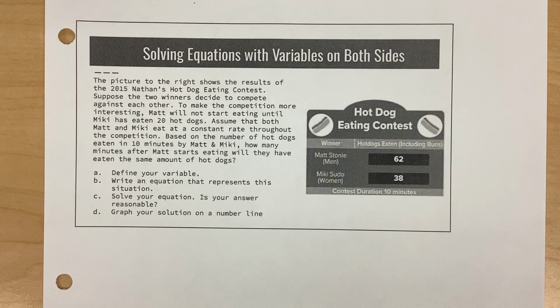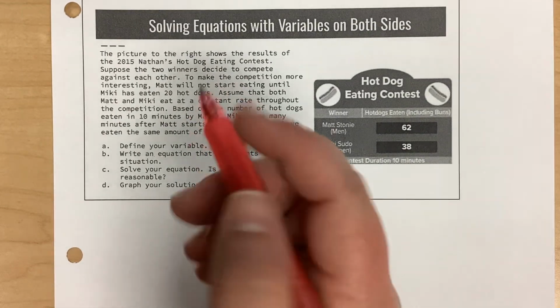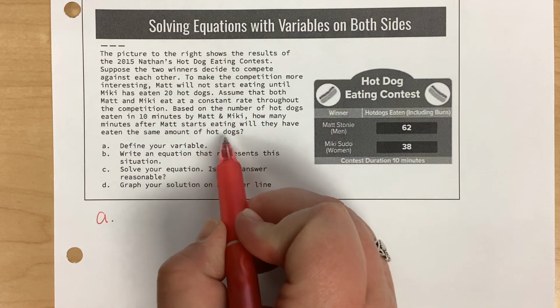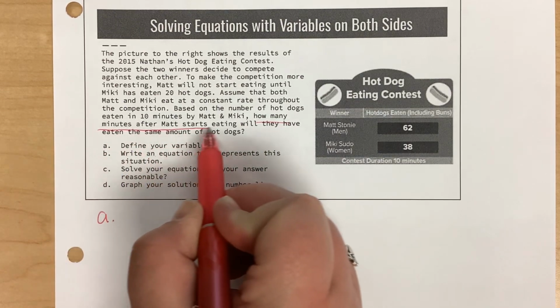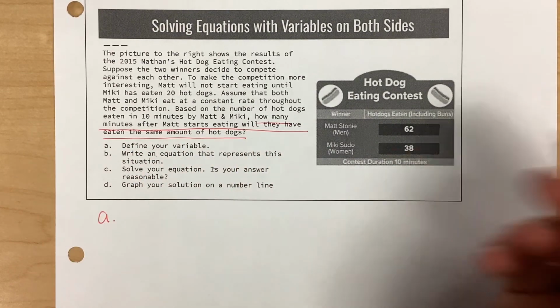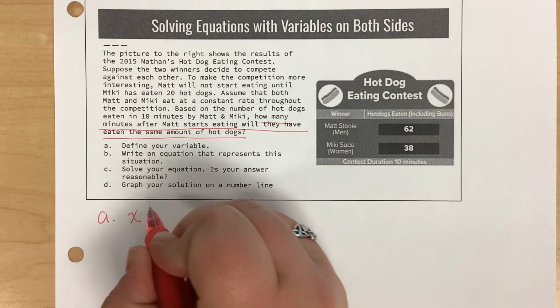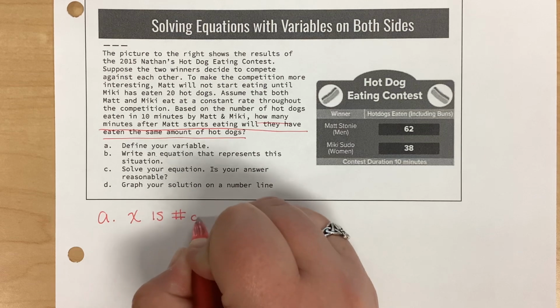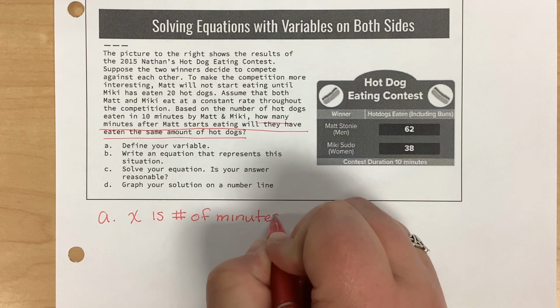All right, so this problem has a lot going on. So let's break it down as best as we can. First, let's define our variable. What is our unknown? It is how many minutes after Matt starts eating will they have eaten the same amount of hot dogs? So once again, I'm going to use x. You don't have to. But basically, x is number of minutes. So how long it takes before they have eaten the same amount.